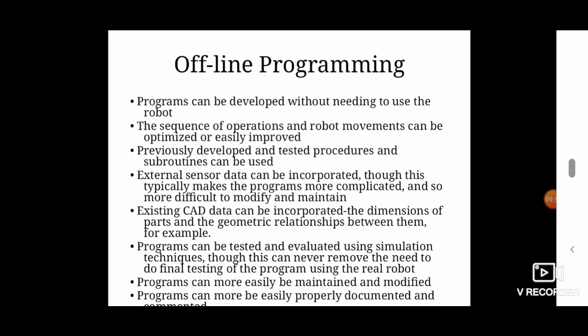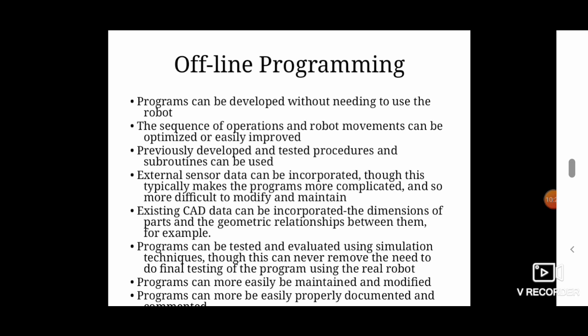The program can be tested and evaluated using simulation techniques. The program can be more easily maintained and modified. Programs are more easily and properly documented. Offline programming is the most used for many robots, because once a program is developed, you can use that program for many robots.